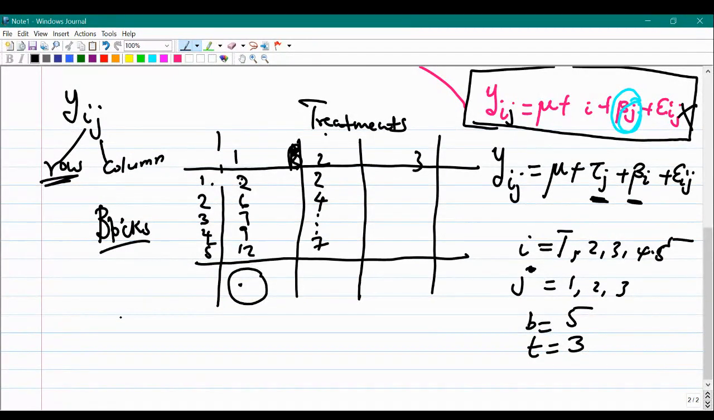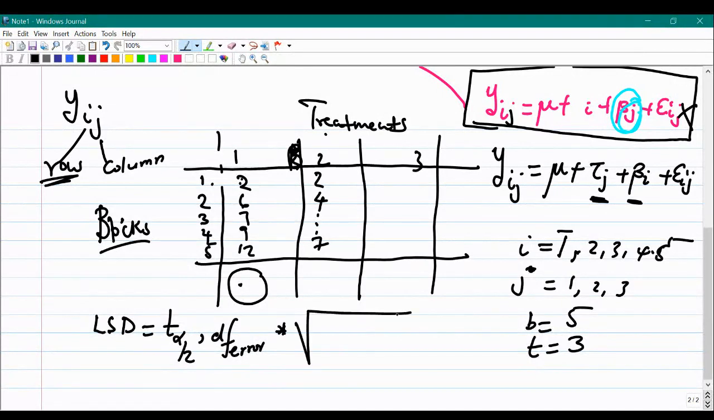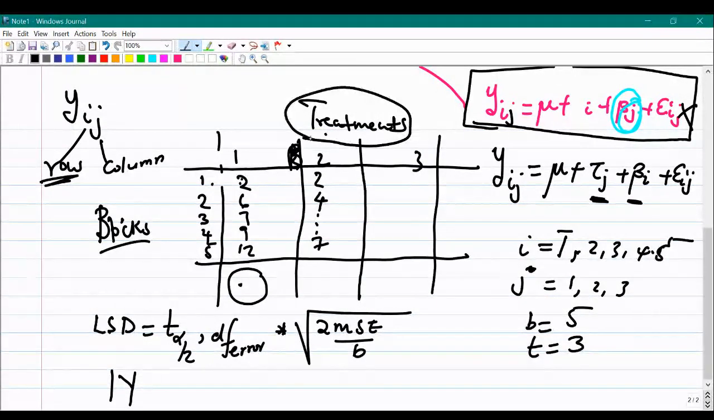So it means even when we write the formula now, if the layout is like this, if we want to find the LSD, the LSD will be given by t alpha over 2, with the degrees of freedom of error, multiplied by the square root of 2 MSE over what? Over B, isn't it, my sister? You compare this with what? Because you want the means for what? The means for the treatment. You get it, my sister?